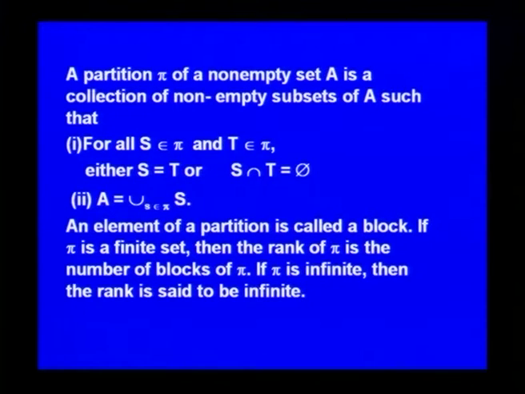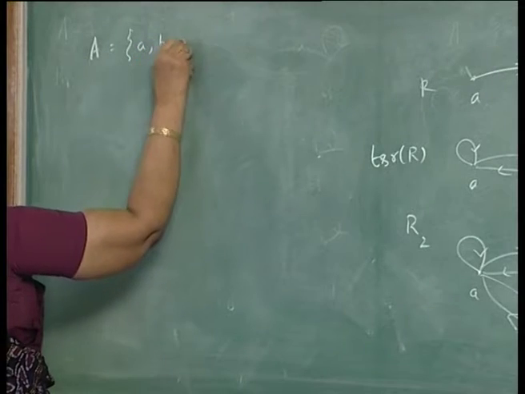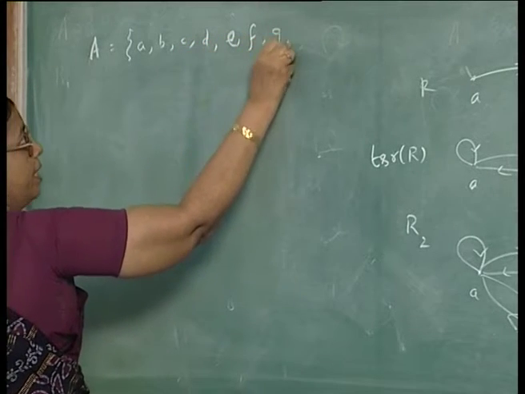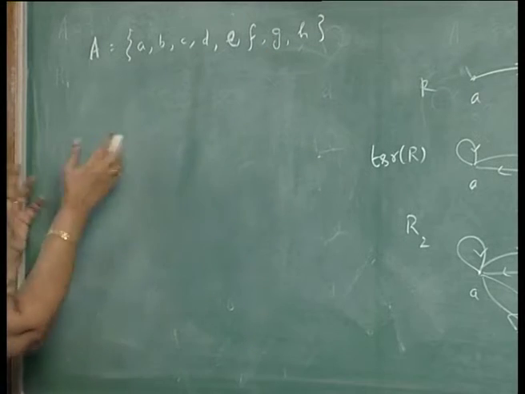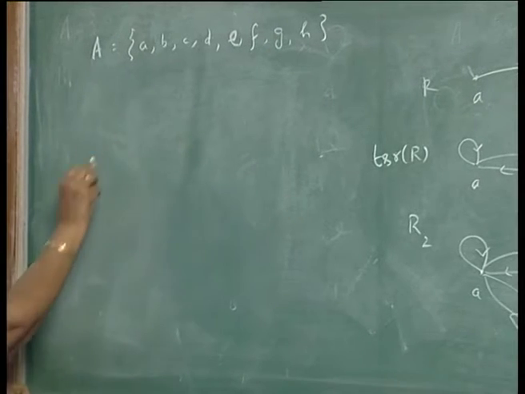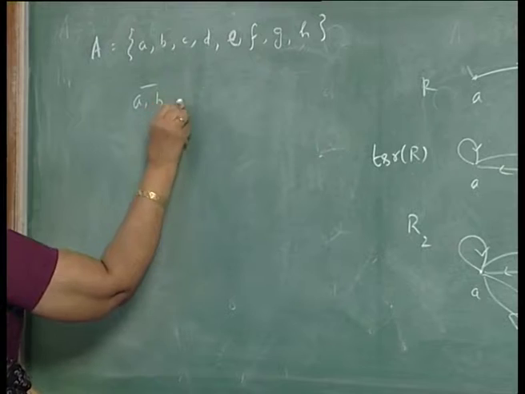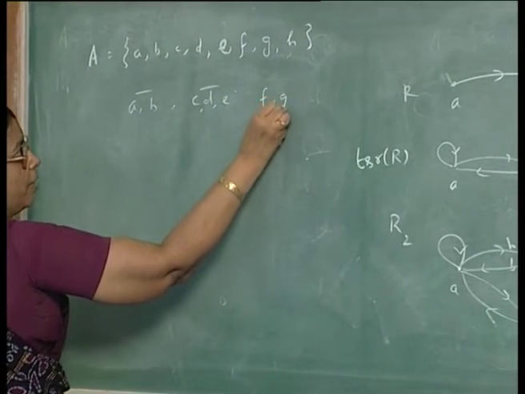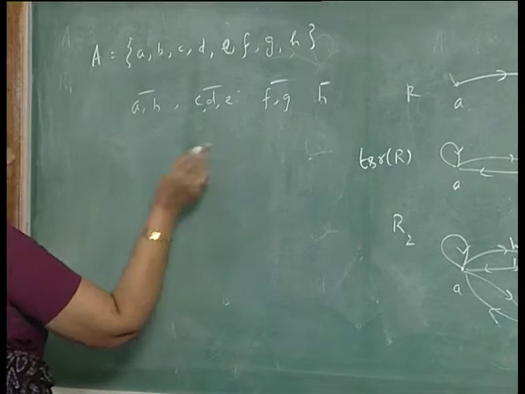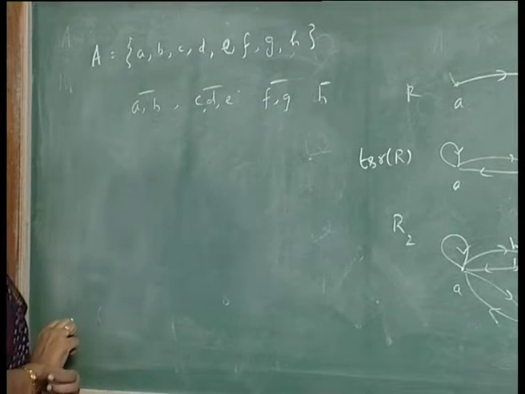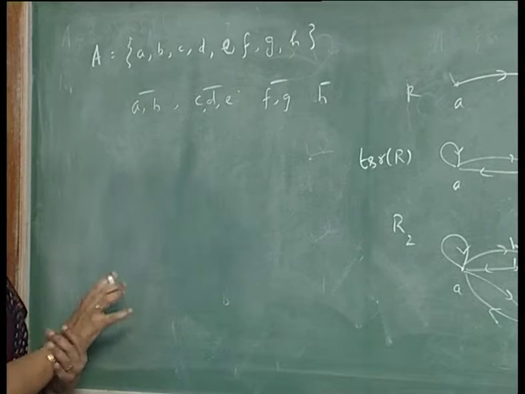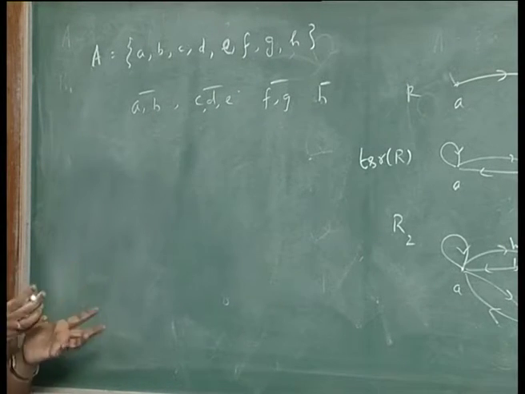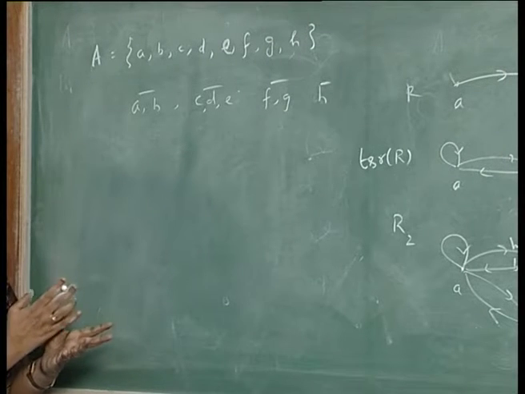Let me have a set A having elements a, b, c, d, e, f, g, h. Then I divide the elements into blocks. Suppose I put a, b in one block, c, d, e in one block, f and g in one block, h in one block. Like that we can put. The 8 elements are divided into 4 blocks. You are dividing the 8 elements into blocks, that is called a partition.